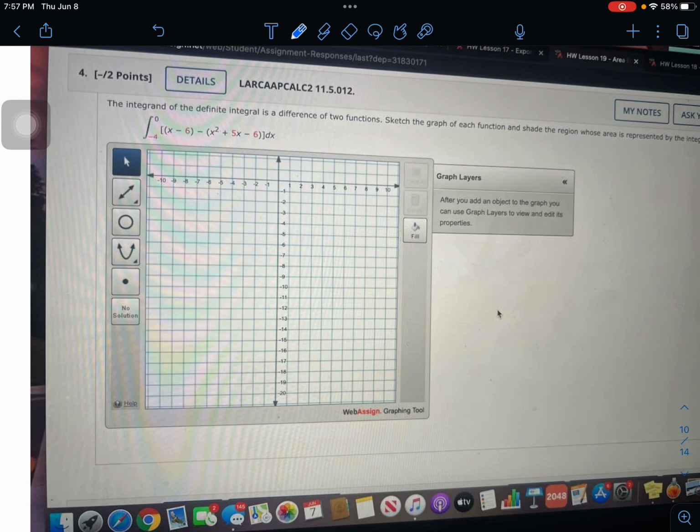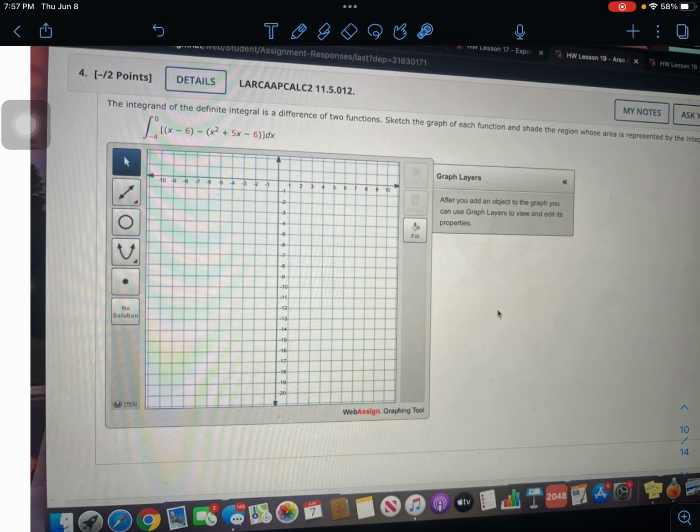Okay, so moving on to problem number 4. Problem number 4 is the same setup as the last problem. We're going to graph this function, and we're going to graph this function, which is what that says. Sketch the graph of each function. And then we're going to shade the region whose area is represented by this definite integral. So that's what we're going to do.